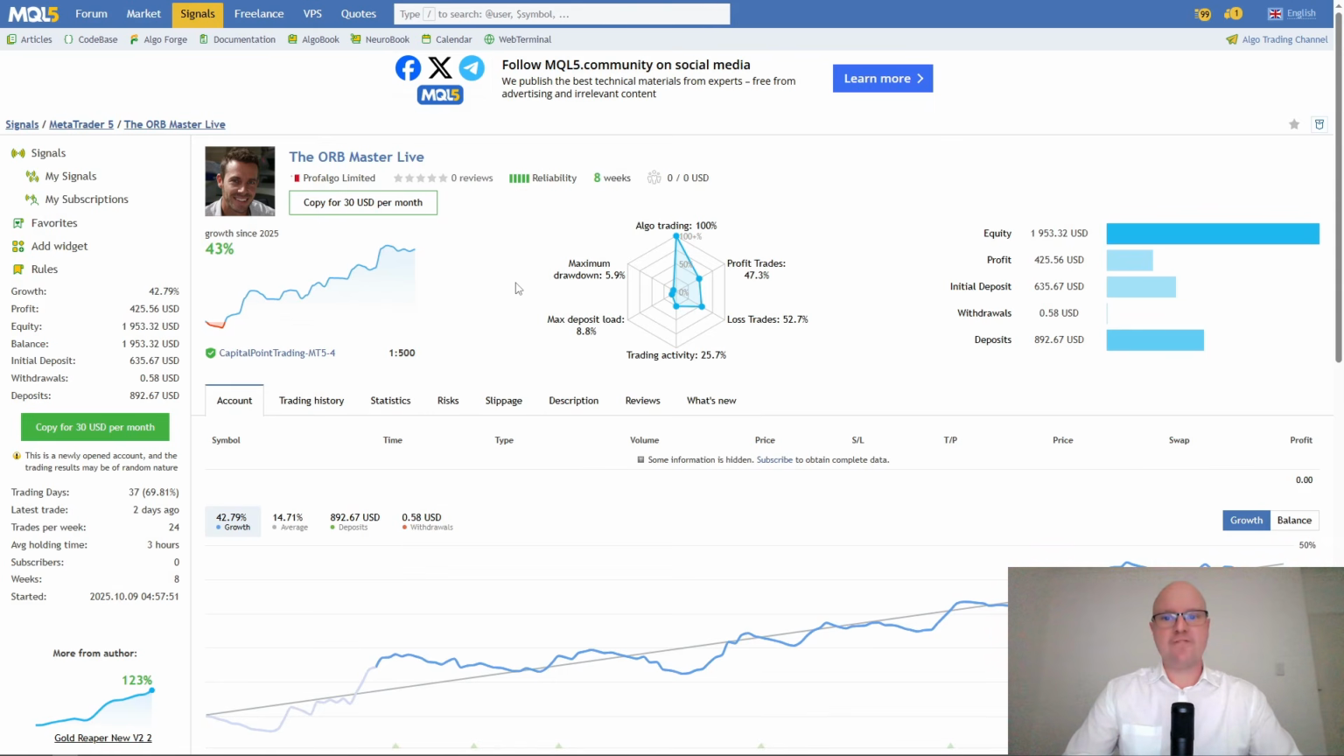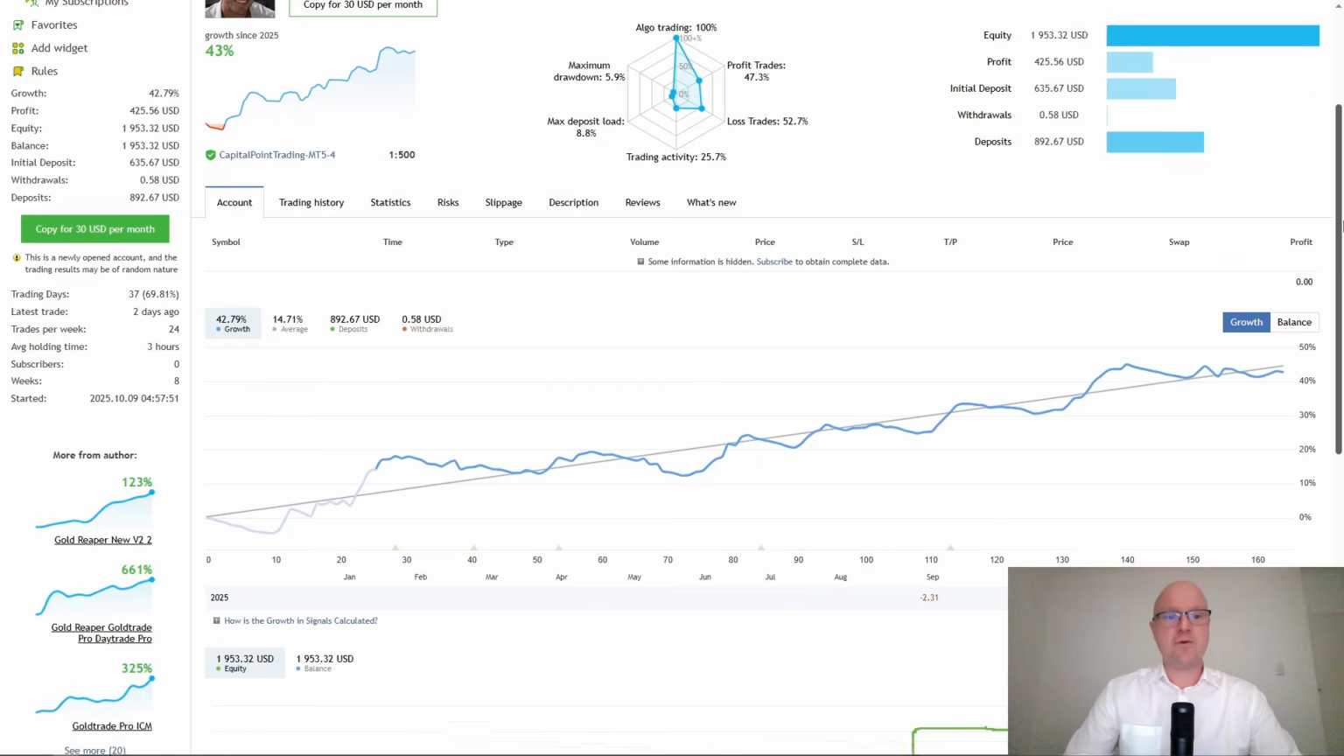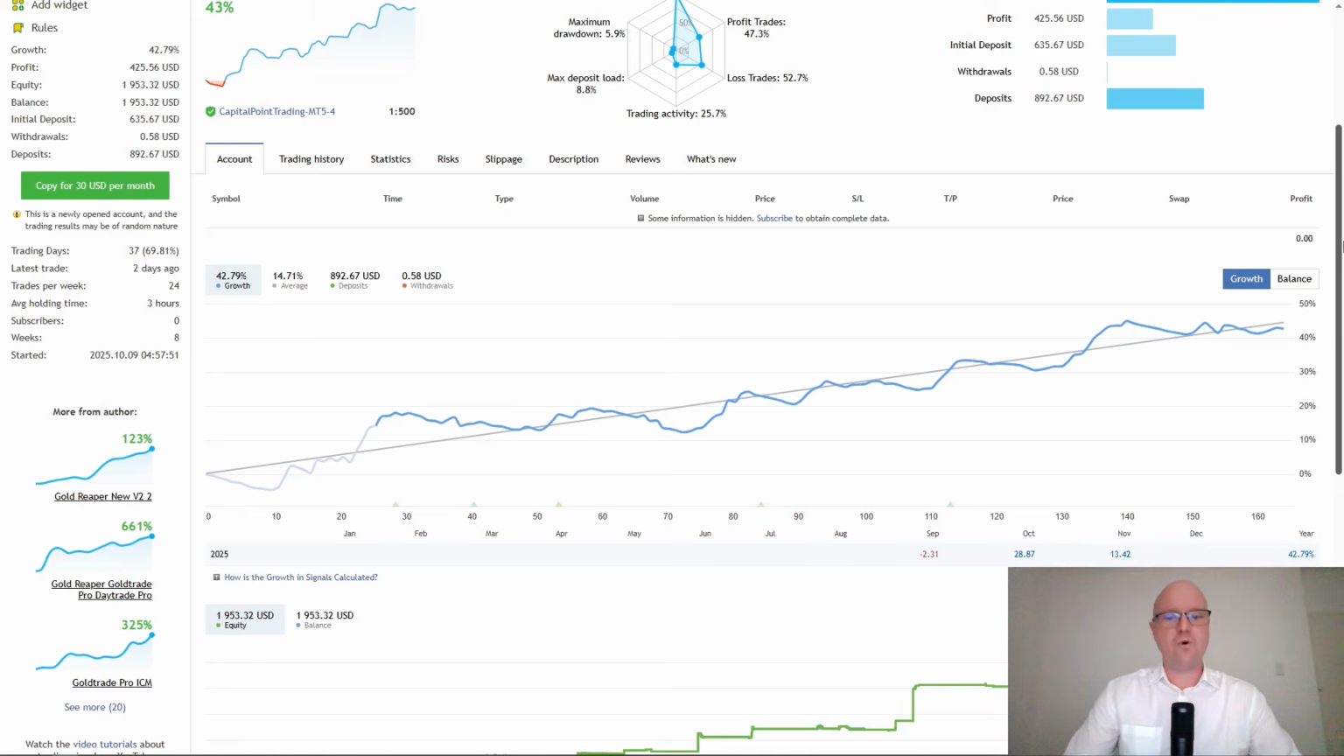So it's been running for 8 weeks and it's already up 43%, or in other words, a total profit of $425. You also have the opportunity of taking a look at the different drawdown and growth periods, as well as looking directly into the trading history, so you can see exactly which one of the 12 strategies he's using and how it's performing live in the market.